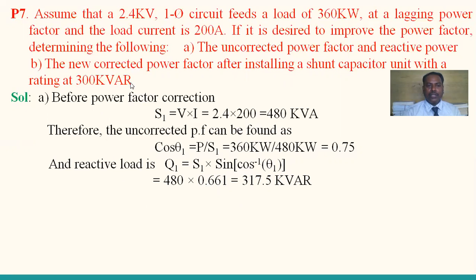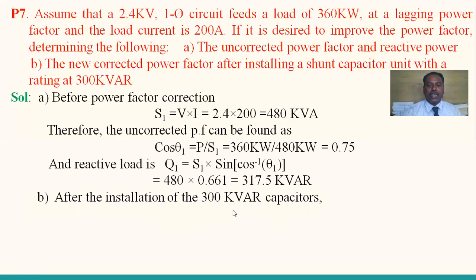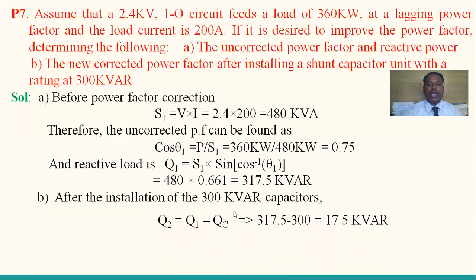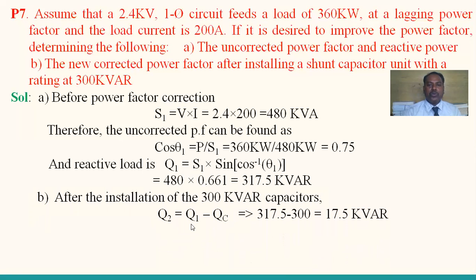But it is told that a 300 kVAR capacitor is being installed, then what is the new power factor? So after the installation of the 300 kVAR capacitor, the reactive power is equal to Q1 minus QC. Q1 is 317.5 without any capacitor, and 300 is added to the circuit. So 317.5 minus 300 is equal to 17.5 kVAR.